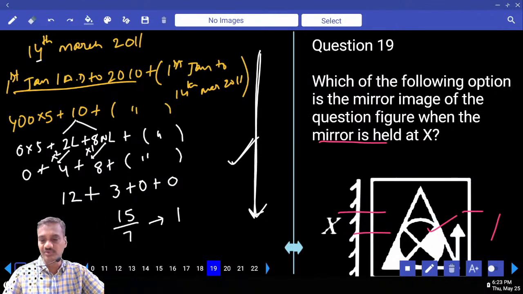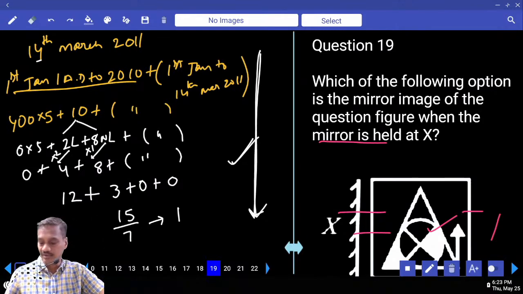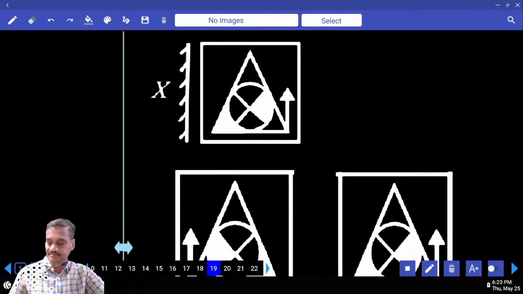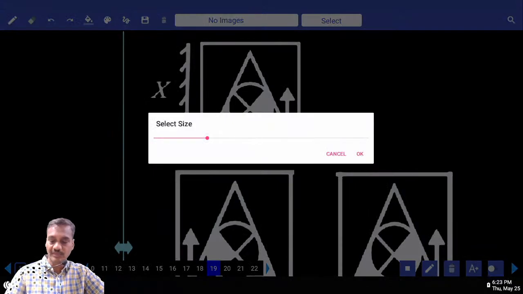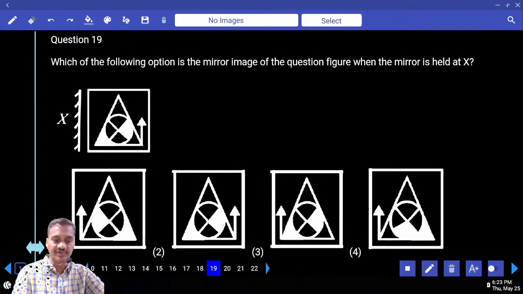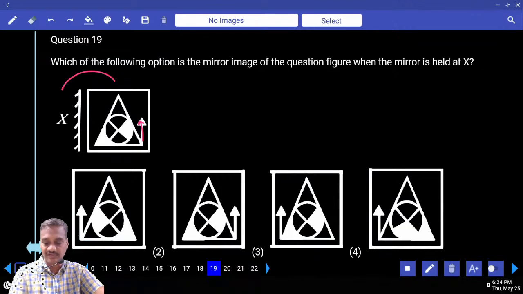Then next we come to question number 19. Now in this 19th one, we need to find out the mirror image of this figure. Now this is the figure we have. Now on the left hand side, this arrow which is at the right hand side is turned to the left hand side.